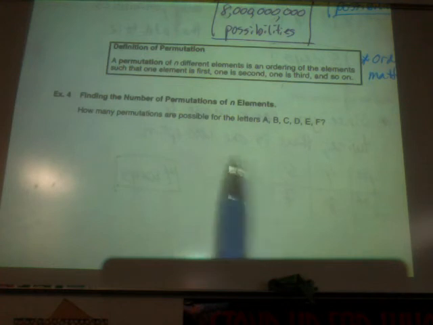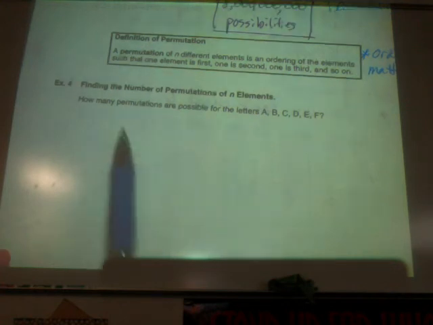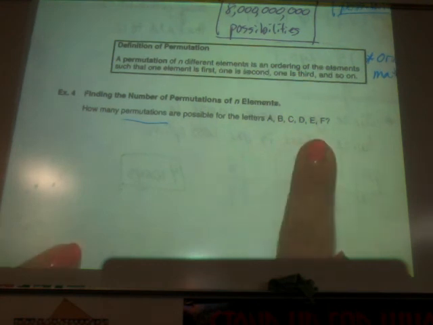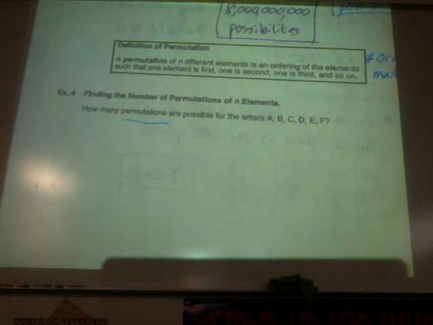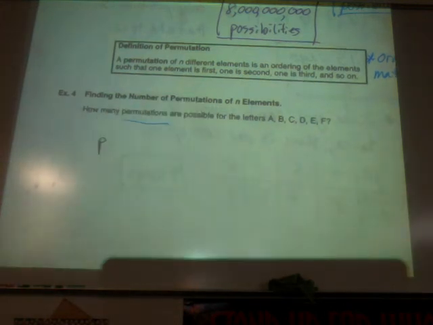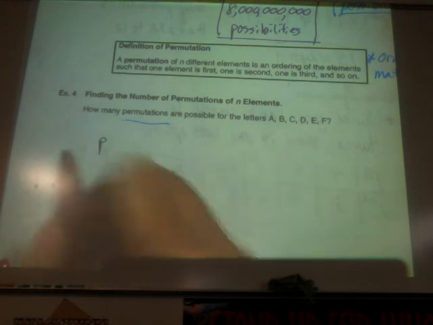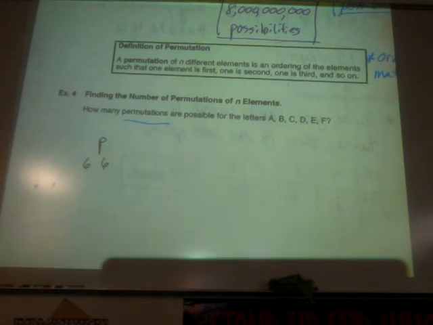Does order matter here? It said permutations, didn't it? So they're kind of saying order matters, because this is a different order than if I went backwards, right? It's the same letters, but if I went backwards, it's a whole different order. So order does matter, right? So we're going to do a permutation of how many items? 1, 2, 3, 4, 5, 6. 6 items taken 6 at a time.